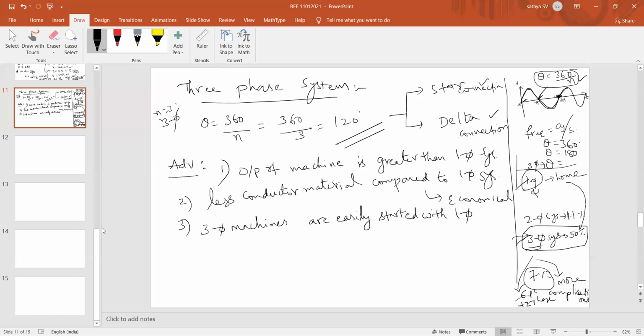Why? Is there any example? The example is that single phase machines will require some starters, whereas for three phase machines, even if the starter is there, you can just switch it on and it can self start. Okay, you can come to that in detail in your unit number 4.